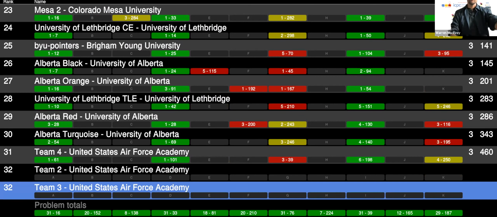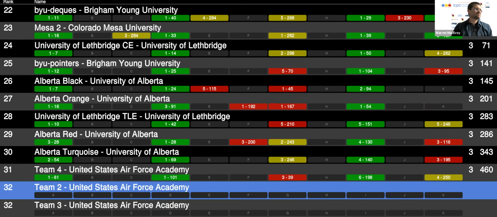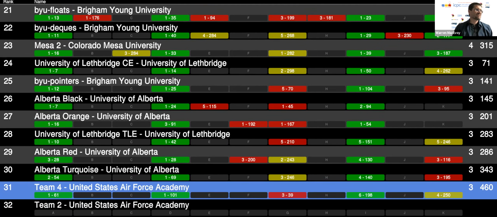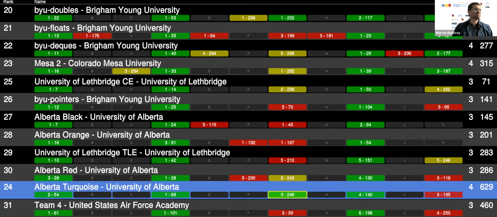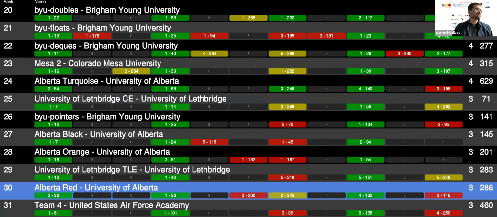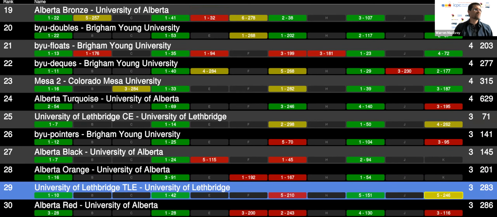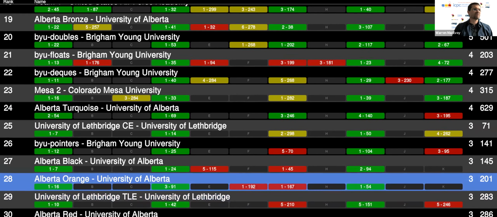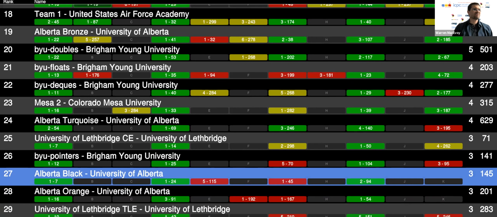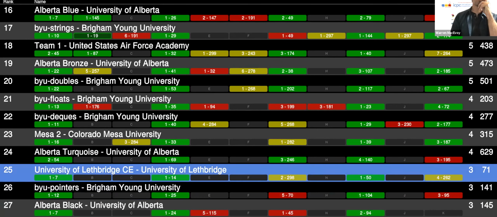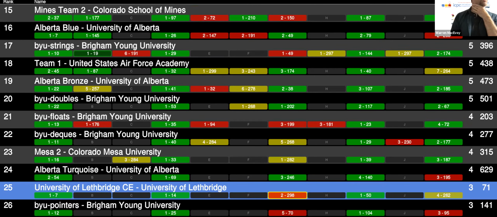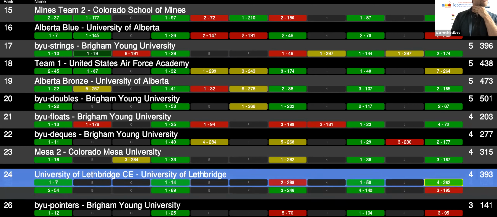So here goes. Team 3, no new solutions. Team 4 tried that problem, but it was false, and so it didn't move forward. Team Alberta, sorry, I didn't see which one they got finished. Lethbridge got 5, not right. No new solutions. Alberta Black, no new solutions. No new solutions. Up and up. Move up.